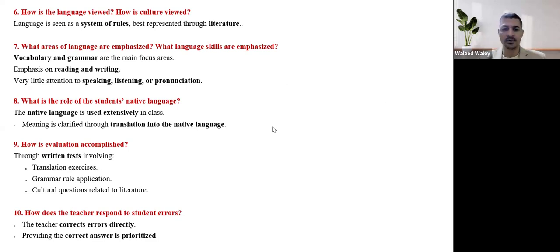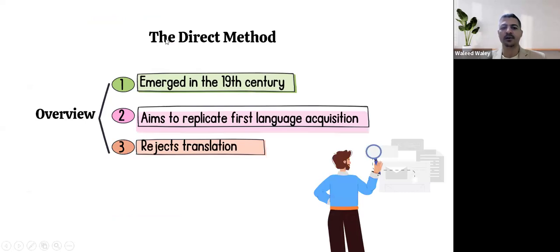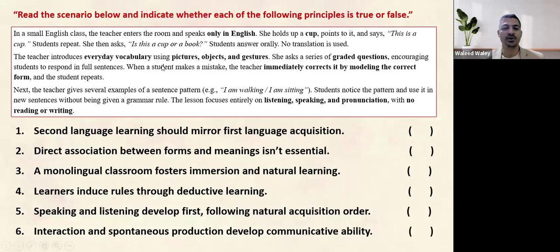Okay, so good. So let's go to a different part. Here we have the direct method. The direct method emerged in the 19th century, and they aimed to replicate first language acquisition. This method rejected translation. So this method came as a reaction to the first method, which is the grammar translation method. And to understand this method, we can read this scenario again.